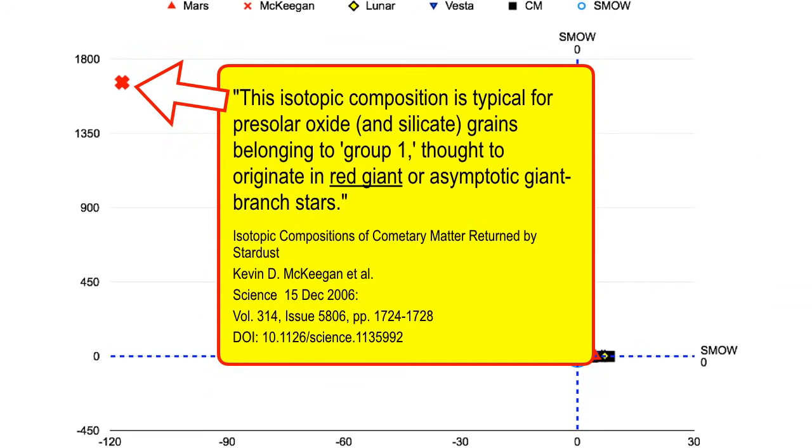So here again is the money quote. This isotopic composition, way out here, up and to the left, is typical for pre-solar oxide and silicate grains belonging to Group 1, a group of stars that's thought to originate in red giant or asymptotic giant branch stars. And there's the citation for Kevin McKeegan et al. Now, as Forrest Gump says, that's all I have to say about that.